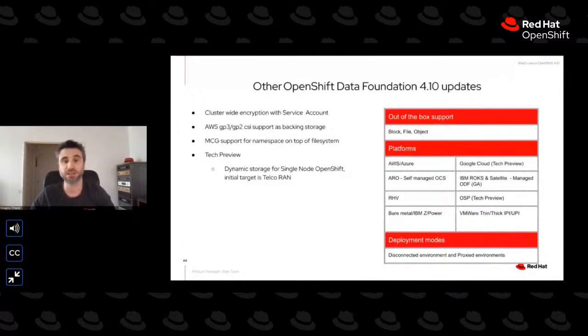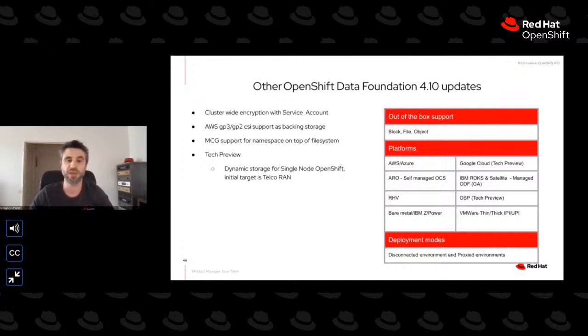So we are introducing cluster-wide encryption with Vault KMS, using a service account for at-rest encryption and better integration with Kubernetes. ODF now supports GP3 and GP2 CSI as the underlying backing storage. On the multi-cloud object gateway side, we added a capability for legacy applications to write and read from the file system, while cloud native applications use the S3 API, and that allows a better migration and collaboration between legacy and cloud native applications.